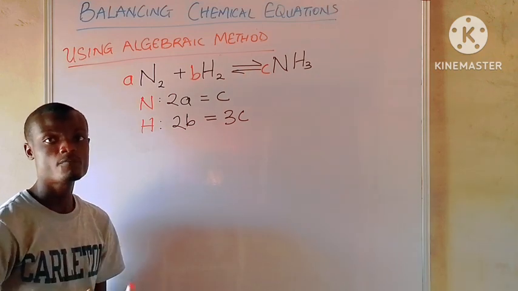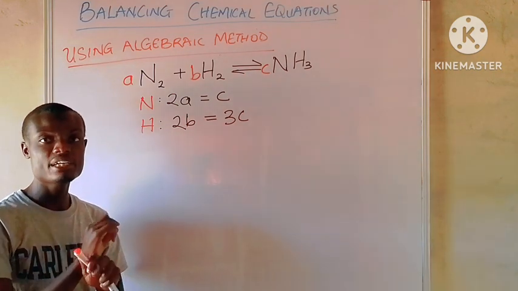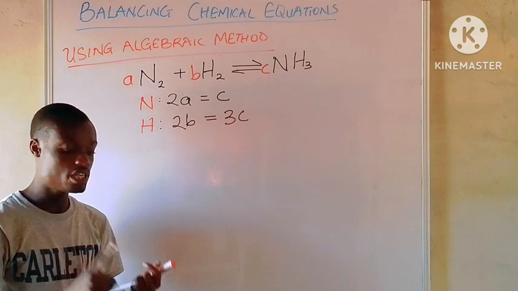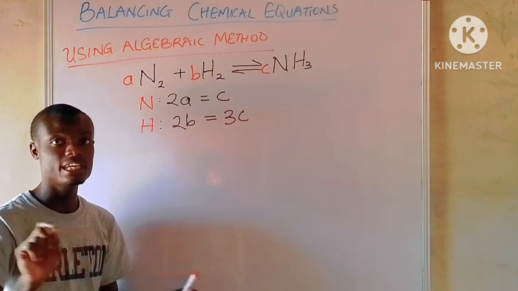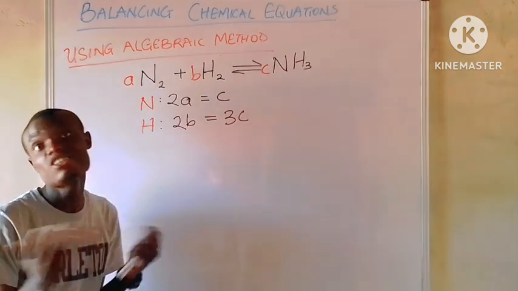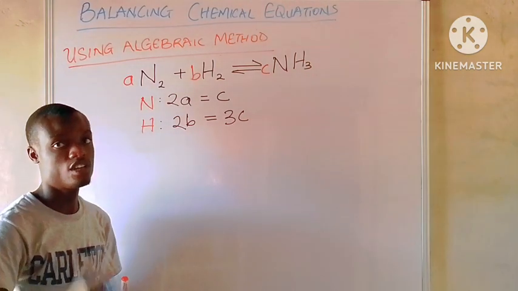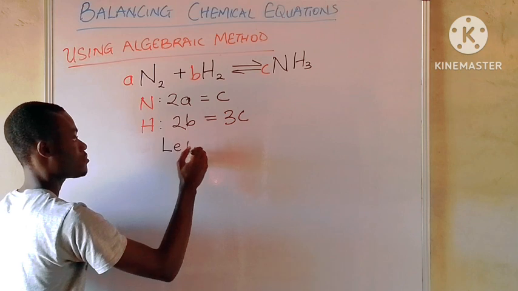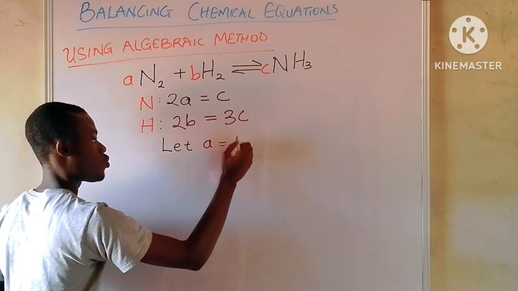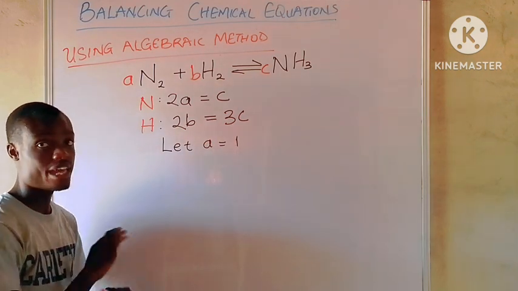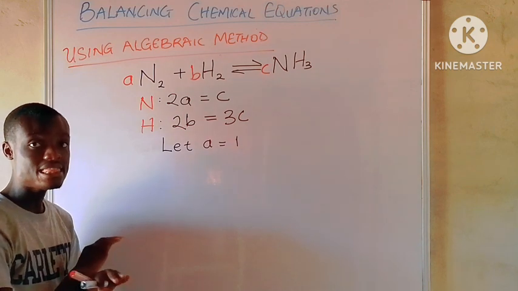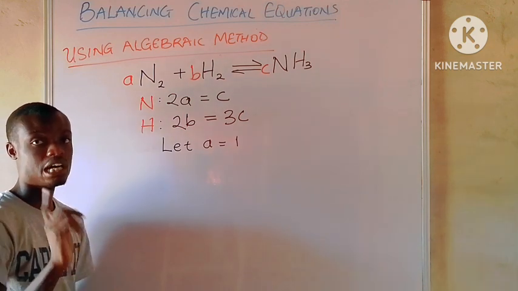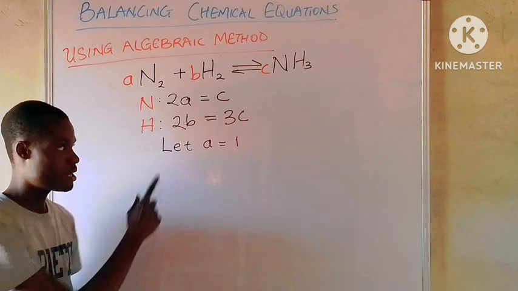We then pick any of the alphabets. It could be A, it could be B, it could be C. Pick any alphabet and make it equal to any number of your choice, but I usually prefer 1. So let's start with A. Let A be equal to 1. So pick any alphabet of your choice and make it equal to 1. It could be 2, but I prefer 1.